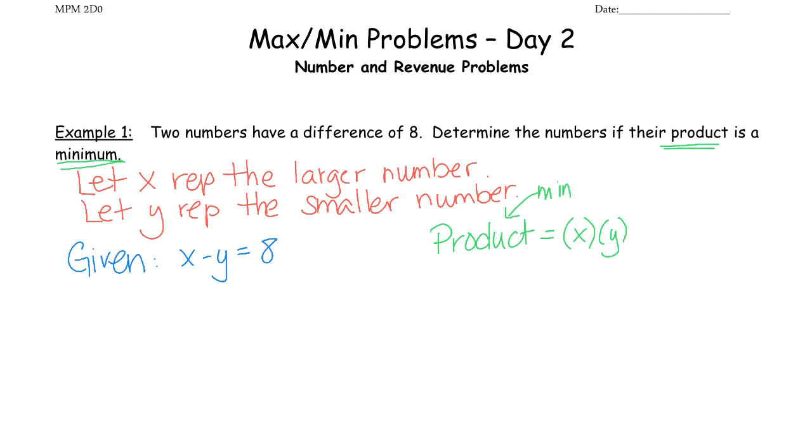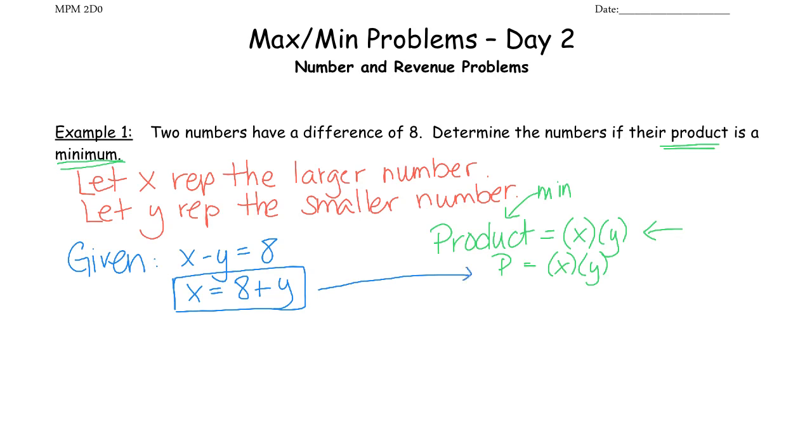The thing is that we need to come up with an equation here that only has two variables. Right now, we kind of have three. We have product is equal to x times y. So what we're going to do is go back to our given information, and rearrange this to isolate one of our variables. So I'm going to move the y to the other side so that I get x is equal to 8 plus y. And I'm going to sub that information in over here for x. So now I have my product is equal to 8 plus y times y. So I have product as a function of my number y.